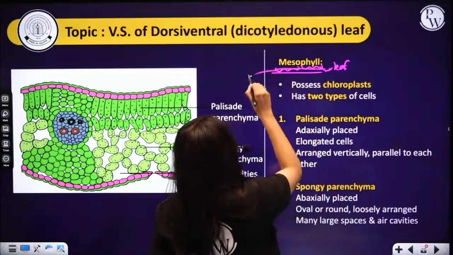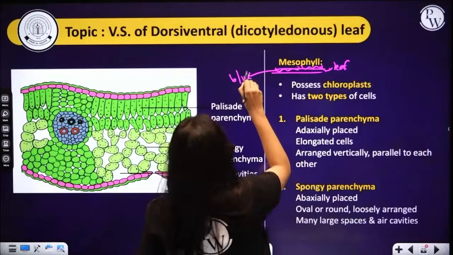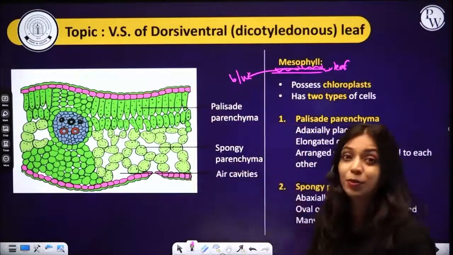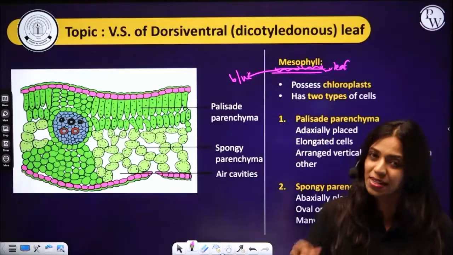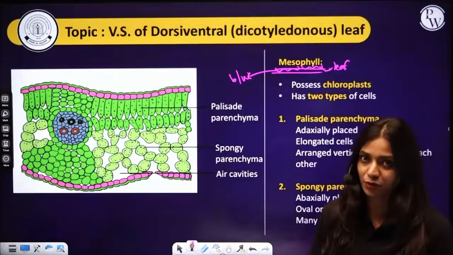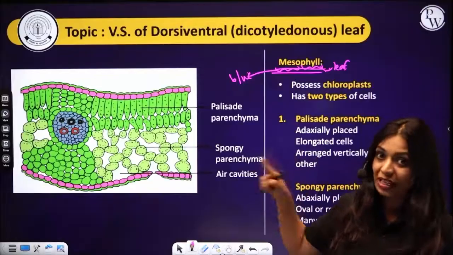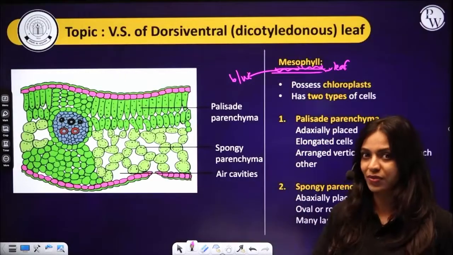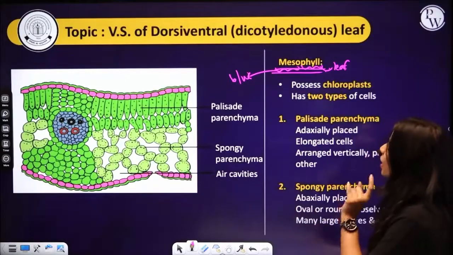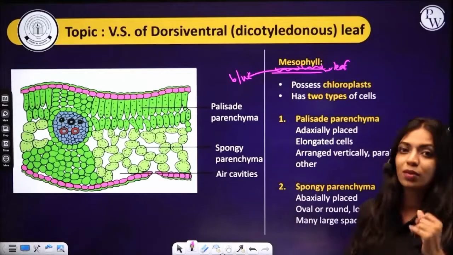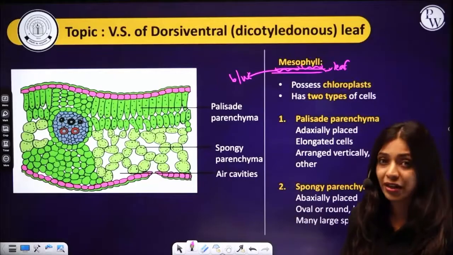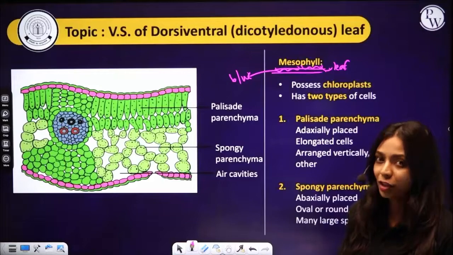Meso means in between. So the tissue that is present between the upper and lower epidermis is what we call the mesophyll. Okay, so the ground tissue is called mesophyll in leaves. I told you this earlier also in the previous class. I hope you remember that. Now in the mesophyll we have chlorenchymatous tissue, parenchyma containing chloroplast.